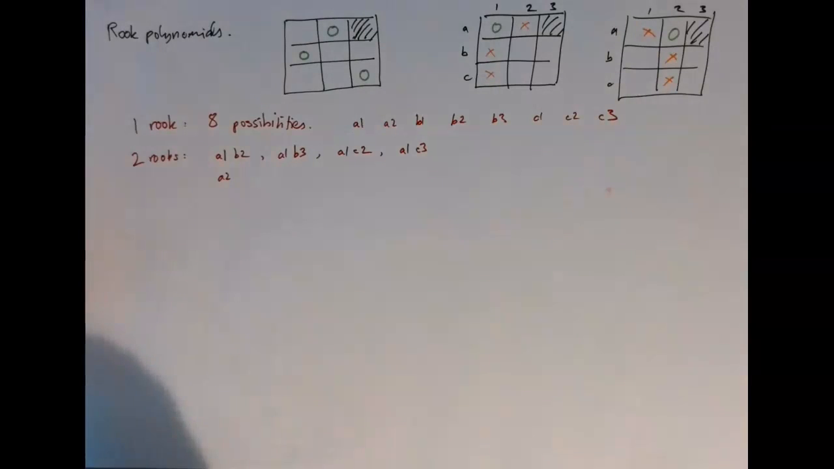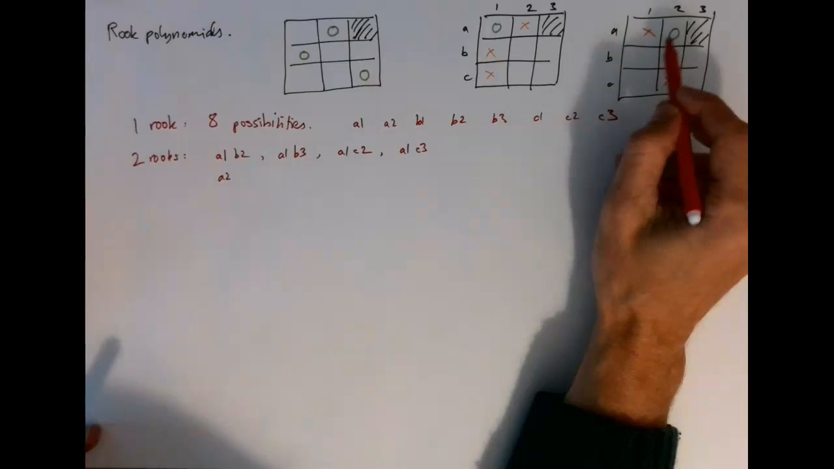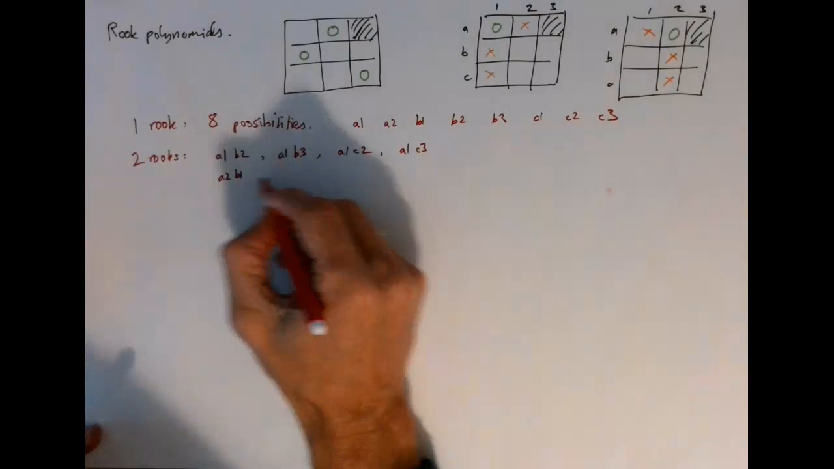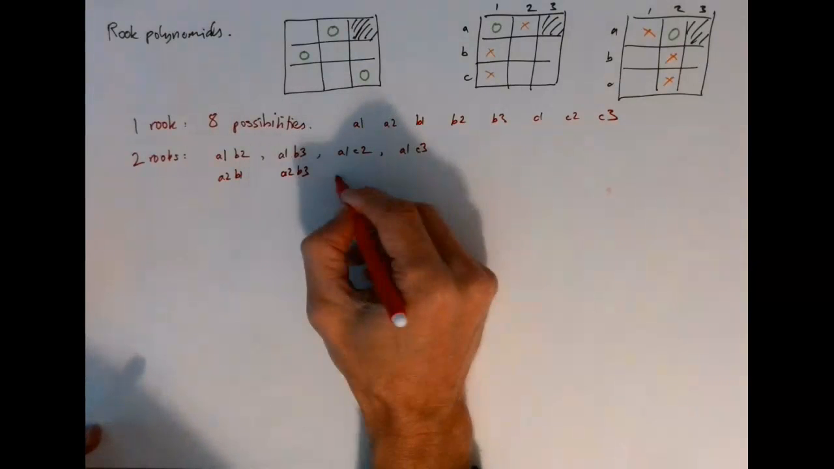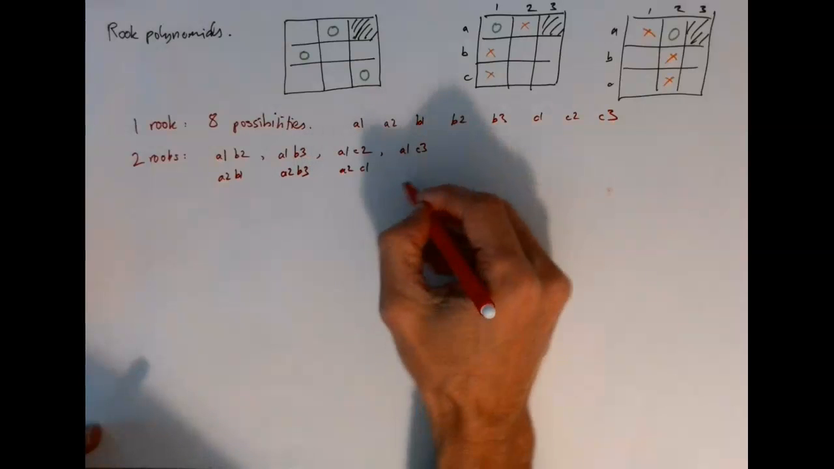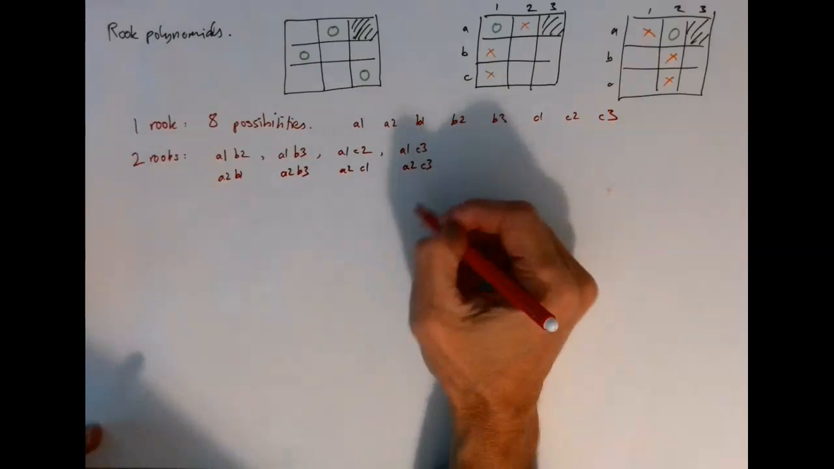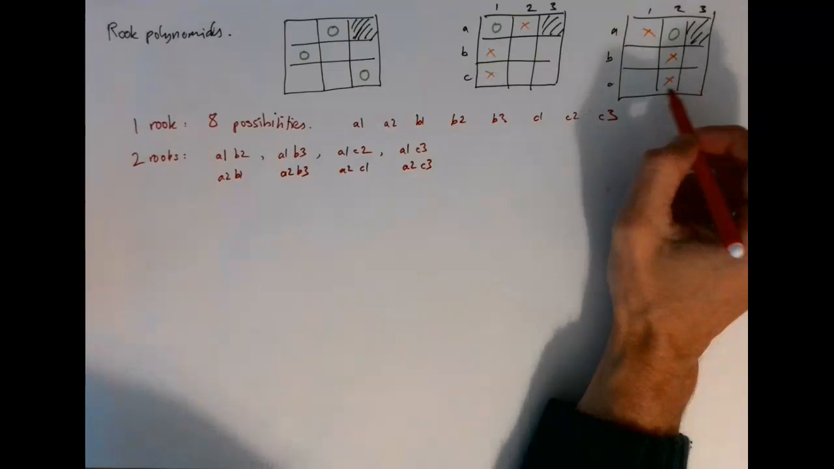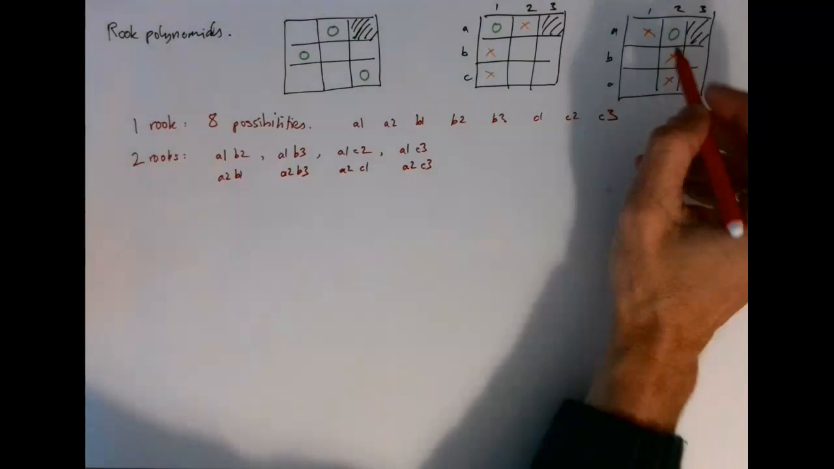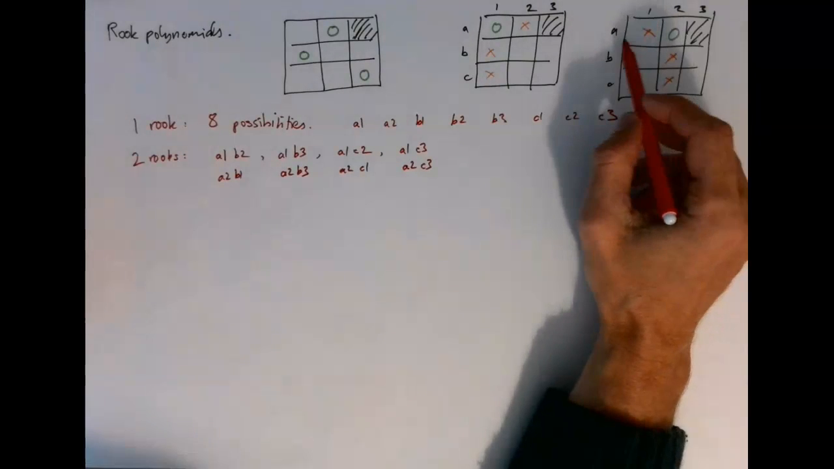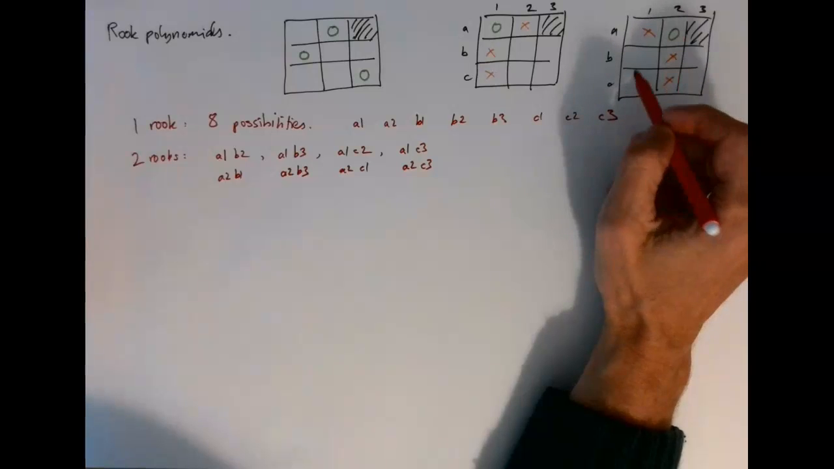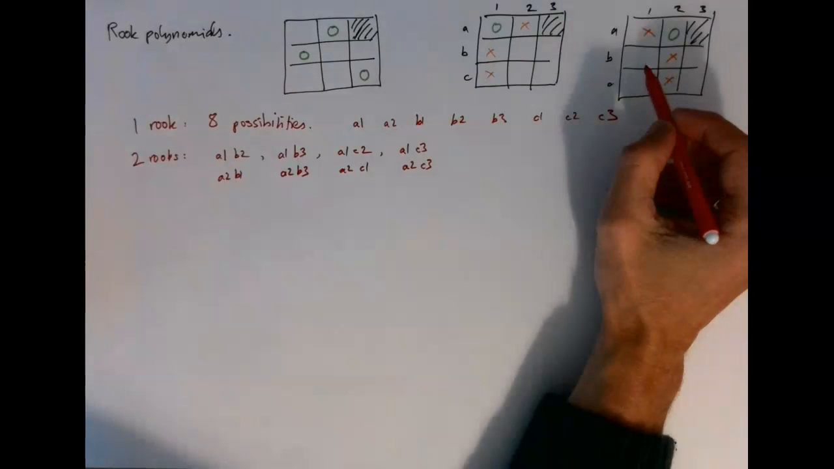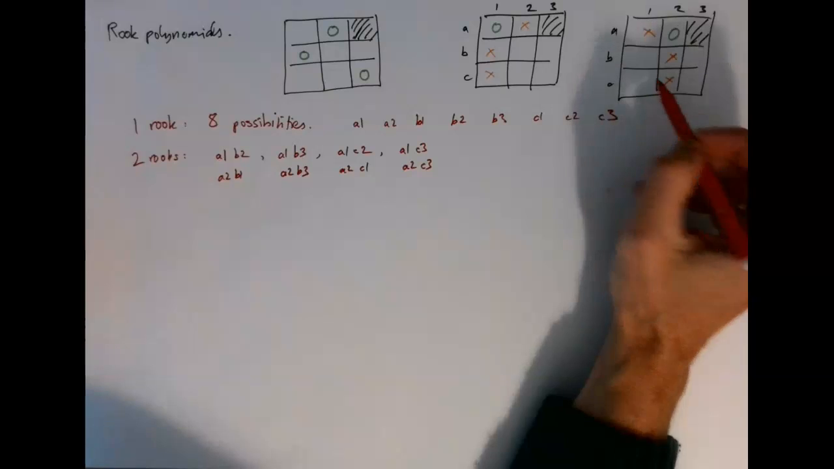So now we're at A2, and then we can go to B1, or A2 B3, or A2 C1, or A2 C3. And so there's those possibilities. That's everything that can happen if we start with A1 or A2. And alternatively, we could start with B1.